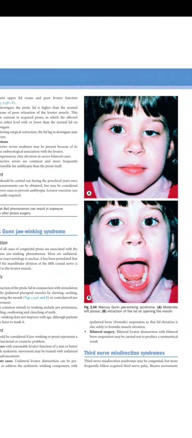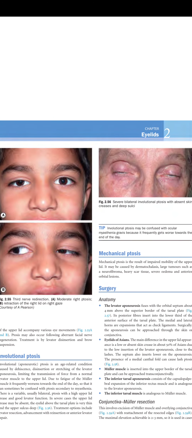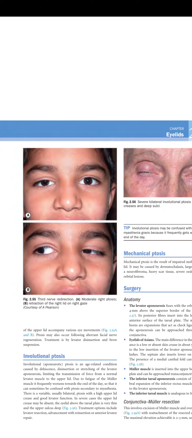Third nerve misdirection syndromes. The third nerve misdirection syndromes may be congenital but more frequently follow acquired third nerve palsy. Bizarre movements of the upper lid accompany various eye movements. Ptosis may occur following aberrant facial nerve regeneration. Treatment is by levator disinsertion and brow suspension. So whenever there is trauma to the third cranial nerve, and when the third cranial nerve gets repaired, the nerve is redirected, meaning that it is having a bizarre movement.